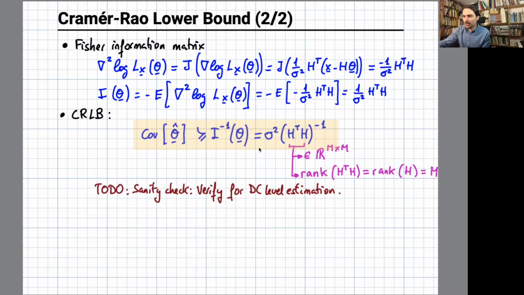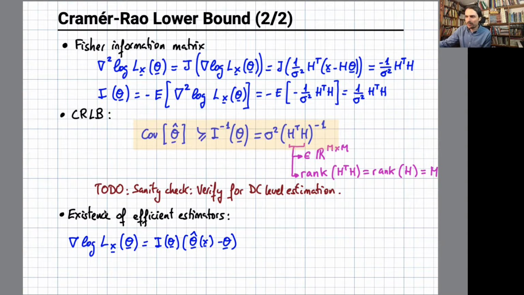As a sanity check, to corroborate that this is actually correct, you may derive the Cramer-Rao lower bound using this expression for the DC level estimation example, and see that you get the same result as we obtained in the previous lecture, where we also derived the Cramer-Rao lower bound for DC level estimation.